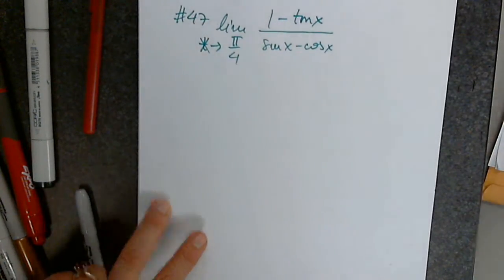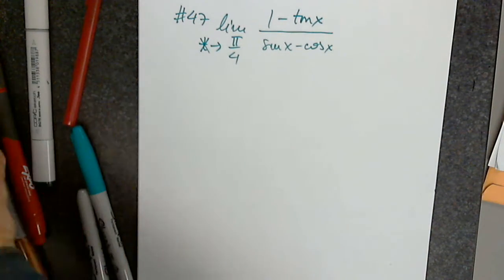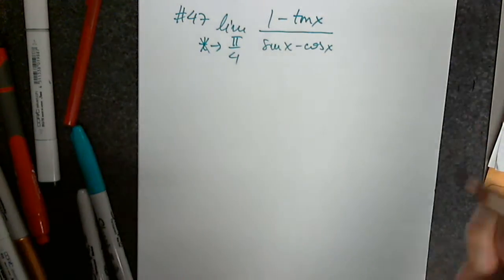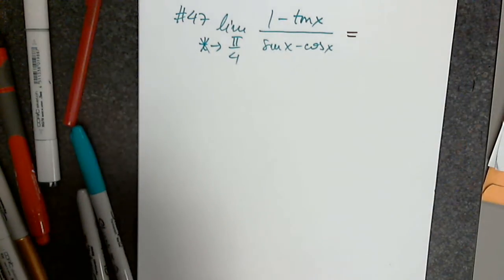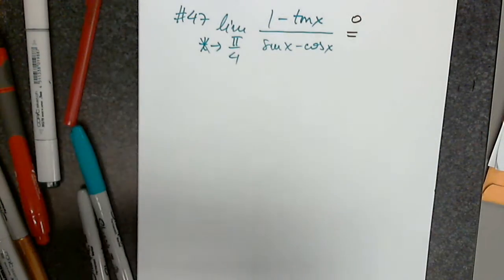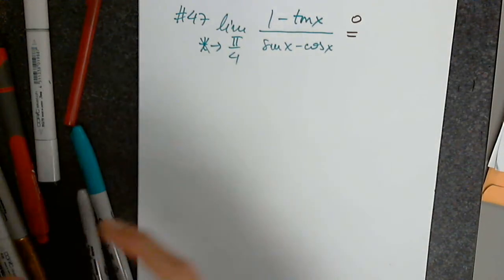Perfect. What is the first thing I need to do when I calculate a limit? Plug in. Yes. So what do we have at the top when I plug in pi over 4? 1 minus 1, or 0. Very good. What do I have at the bottom? This is the only angle for which sine and cosine are the same. 0. Yes.